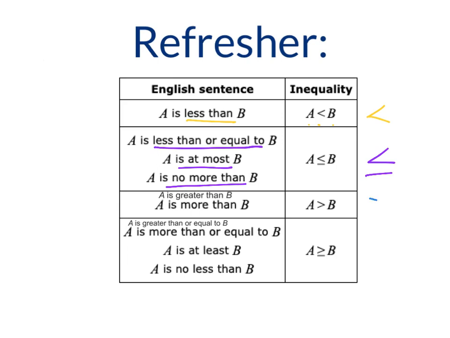We also have the greater than symbol or the more than symbol. And then finally we have greater than or equal to, or more than or equal to. You'll also see is at least or is no less than. And you've seen these symbols before, so I'm going to keep us moving here.